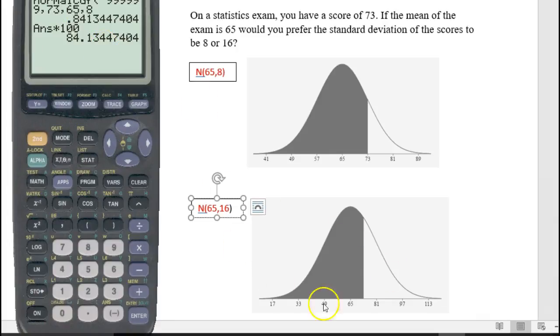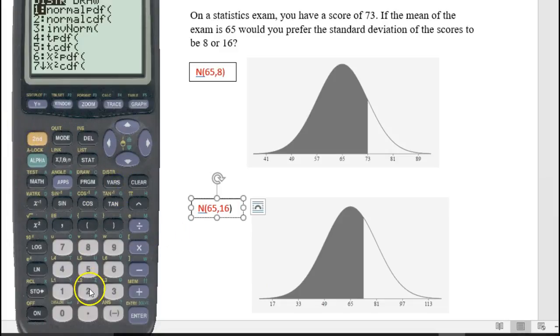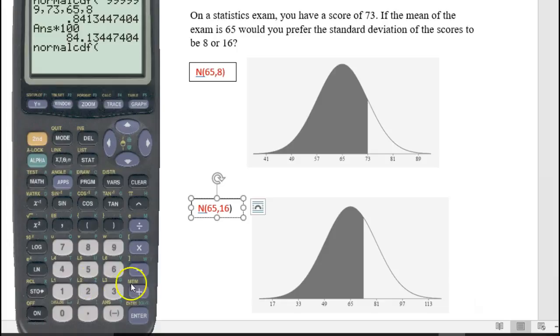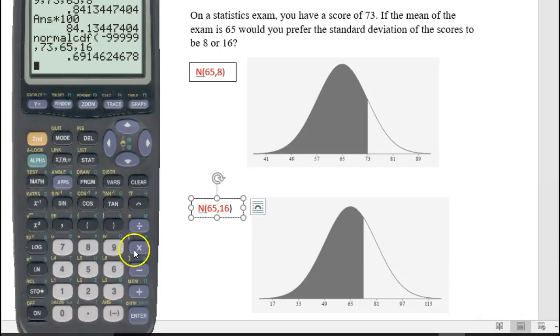84.13. Now let's do the same for this normal curve with the different standard deviation. So we go second, again, VARS, 2 for normal CDF. This time, again, it goes on forever, so our lower bound is negative 9999. Comma, our upper bound is 73, comma, 65 for the mean, and then this time the standard deviation is 16, and this time we end up at a lower percentile of 69.14.